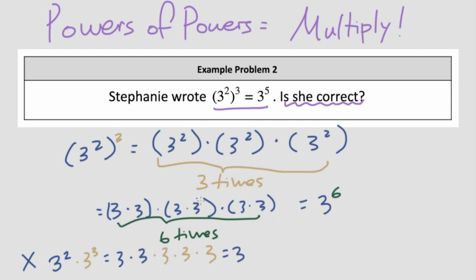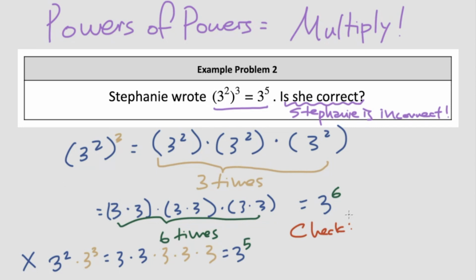We're not multiplying 3 to the power of 2 times 3 to the power of 3. Instead, we're taking a cube, to the power of 3, of 3 to the power of 2. So we have to multiply 3 to the power of 2 by itself 3 times, which is why Stephanie is incorrect. Lastly, let's just check our work really quickly.